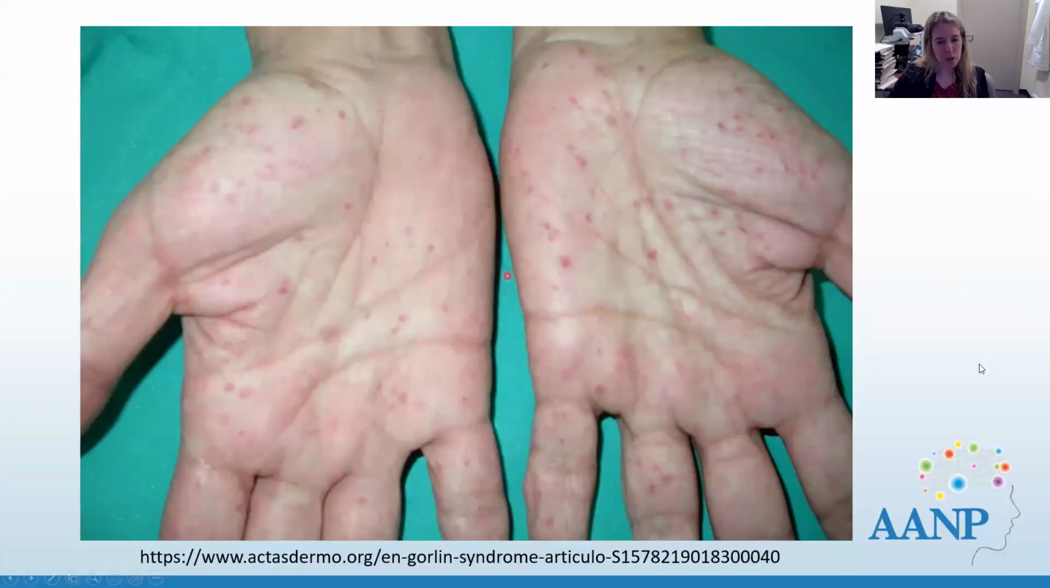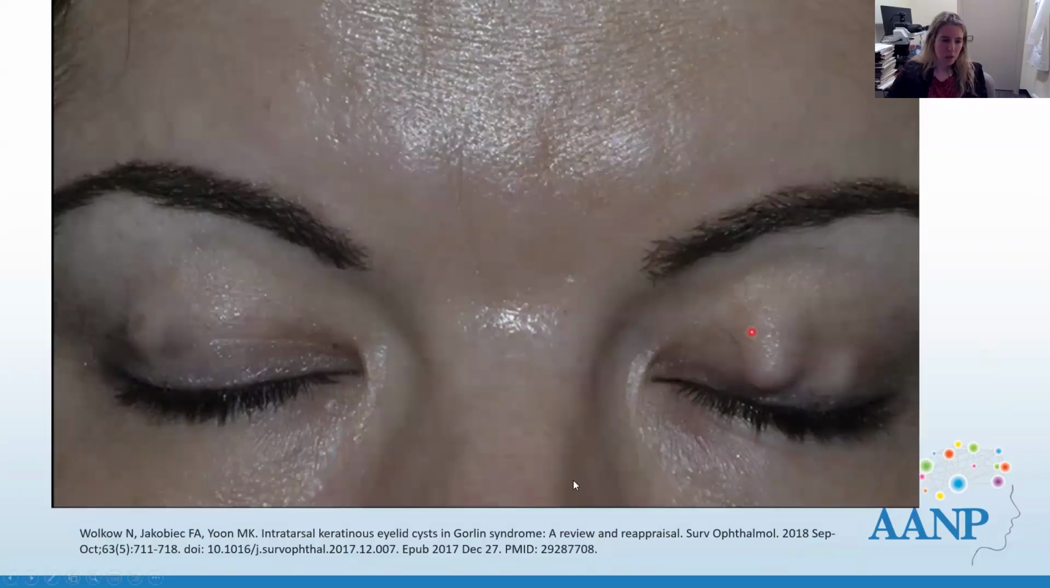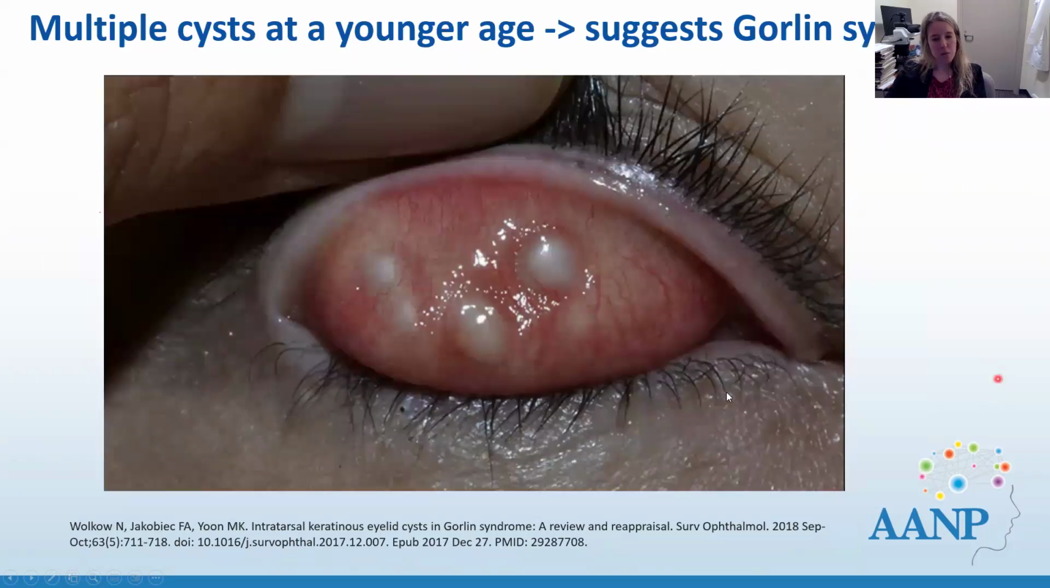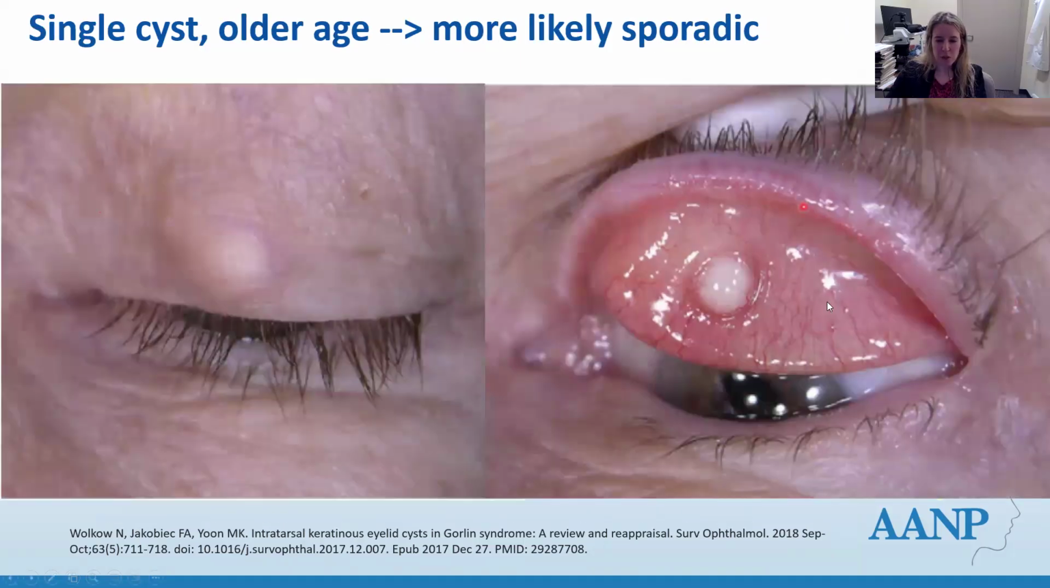These patients will have these palmar and plantar pits that someone can look for in the clinic if they've had one who has an eyelid lesion. And then this is what these intratarsal keratinous cysts look like clinically. If you flip the lid, in a young patient who has Gorlin syndrome, you can see often several of these cysts. If you have an older patient with just a single cyst, it is more likely to be a sporadic one.